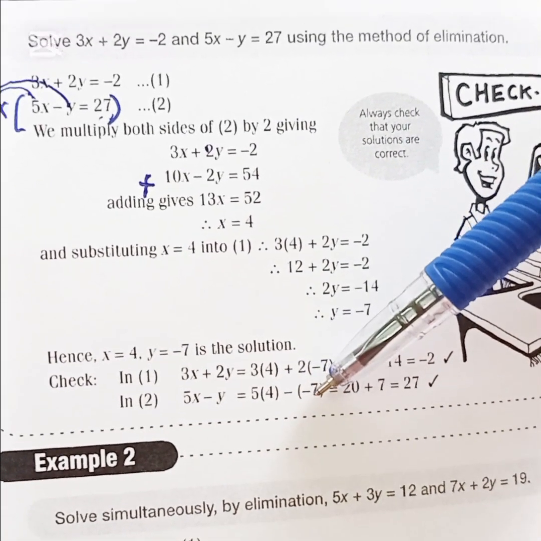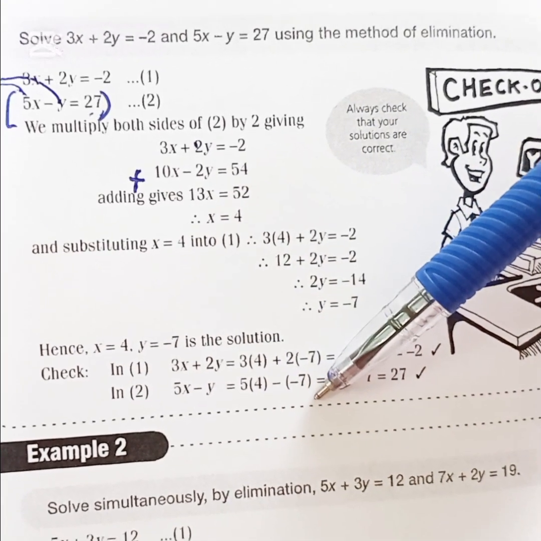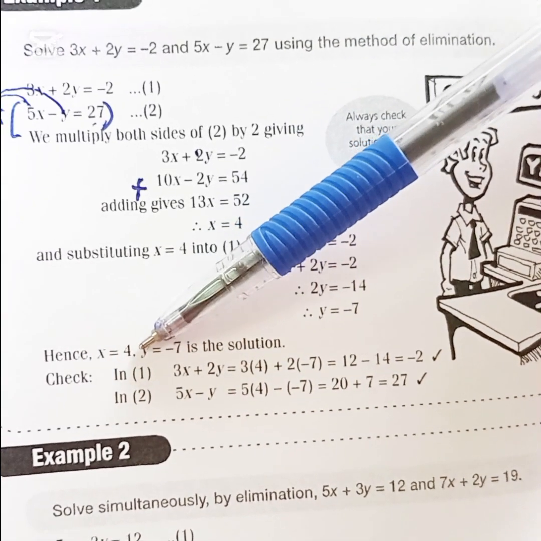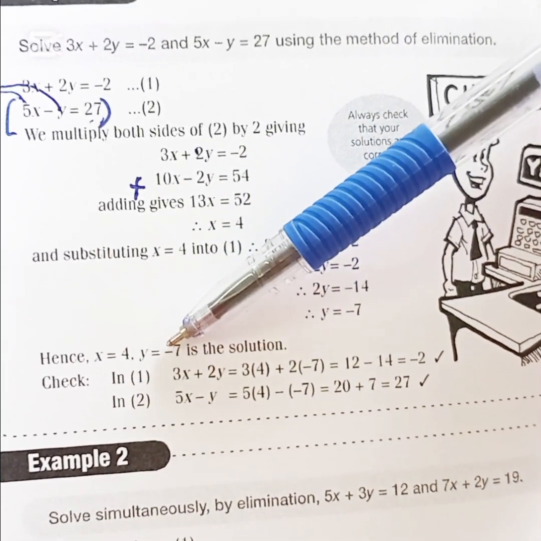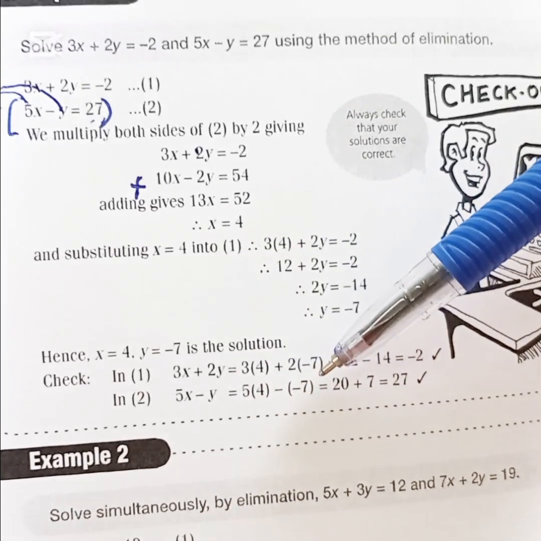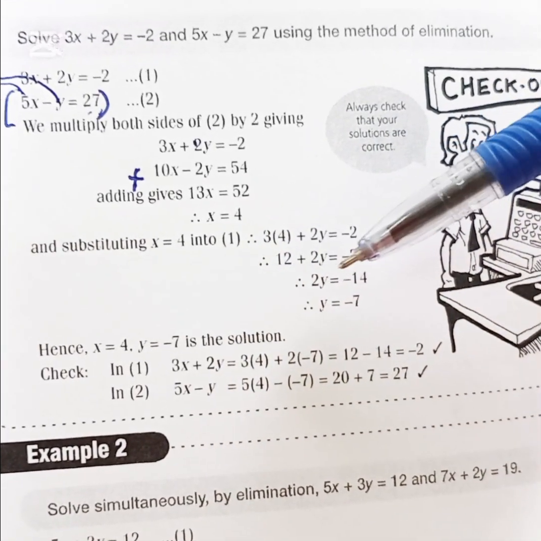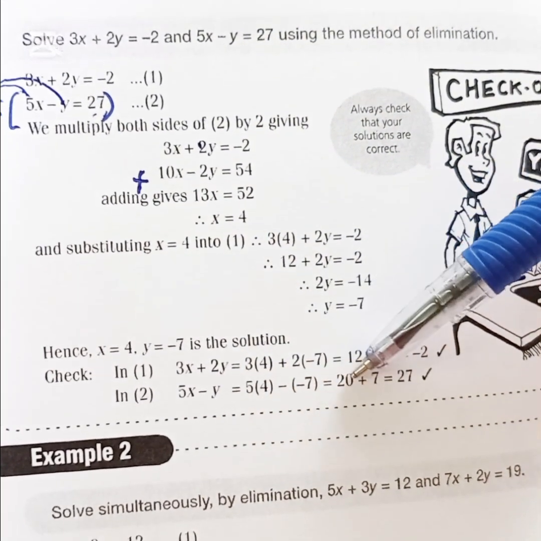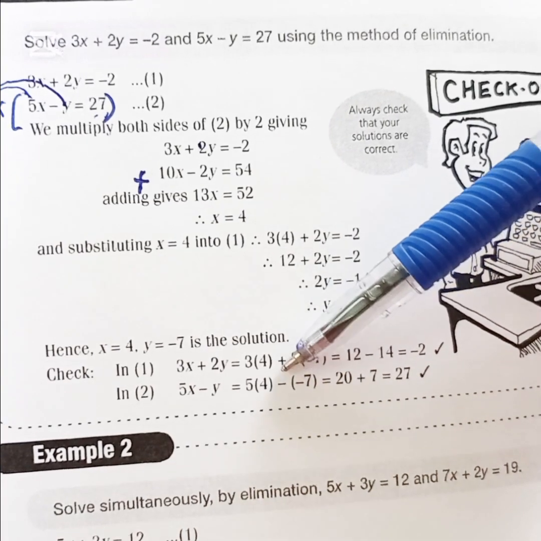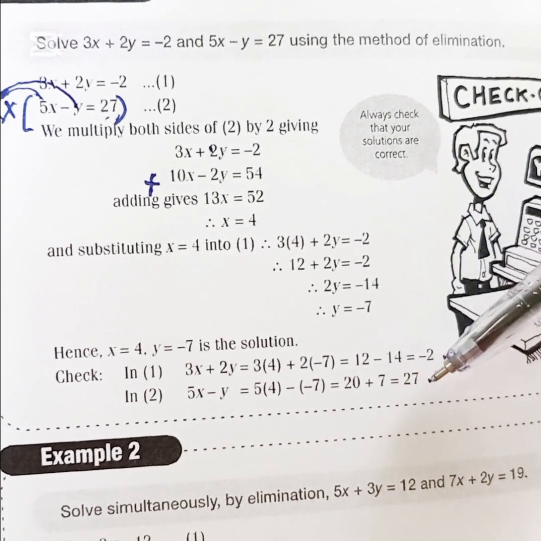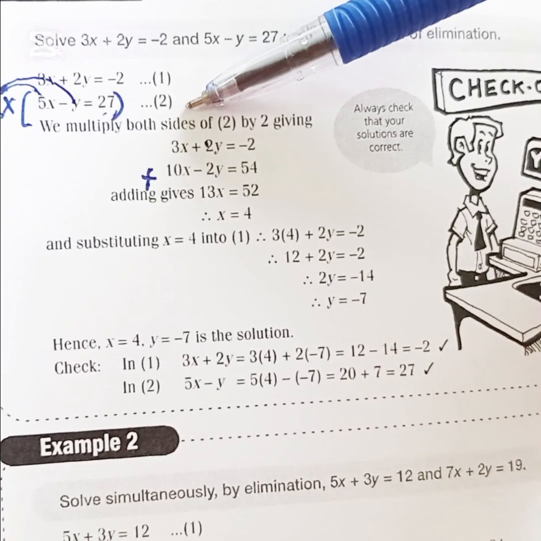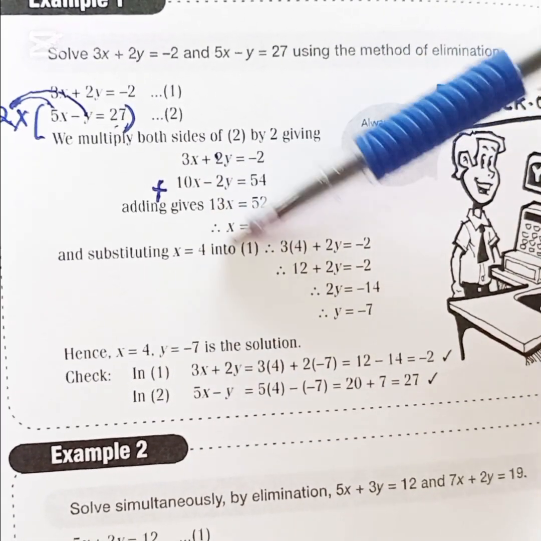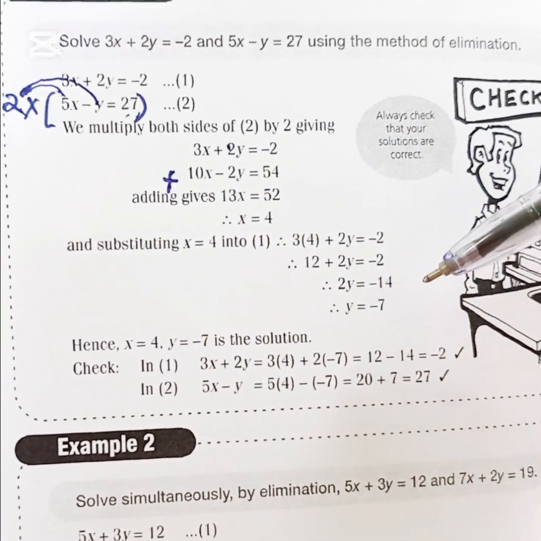Now we are doing simultaneous, so it must also work for the second equation. So 5x, 5 times 4 minus y, minus negative 7, must give, where's the second equation? It must give a positive 27. So 5 times 4 is 20, minus negative 7 is the same as plus 7. So 20 plus 7 is a 27. Yeah, confirmed. So that's it. Our solution is confirmed to be x is 4 and y is negative 7.